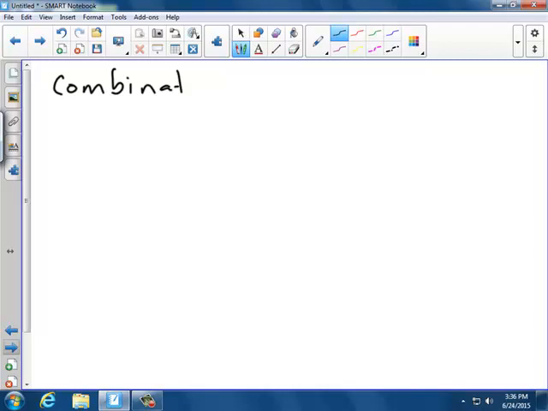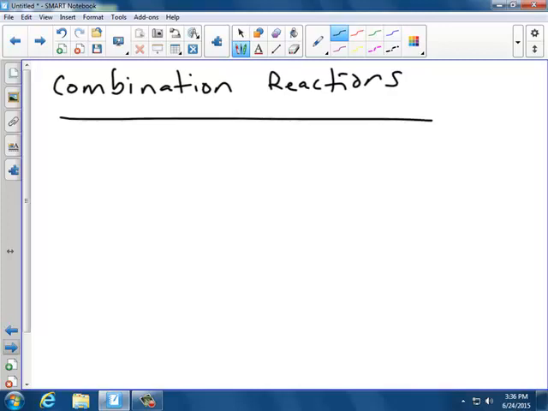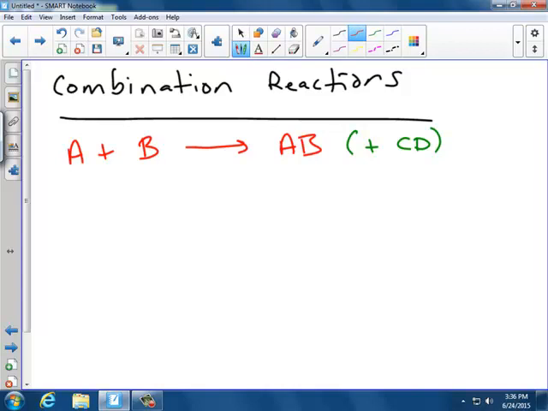Now your book goes through several different types of combination reactions, and no, you do not have to memorize each type of reaction. That's a lot. So we're going to focus on the main ones. But what in general do we talk about with combination reactions? Combination reactions means you take something A plus something B and you get AB. And sometimes you get plus CD. Sometimes you make more than one product.